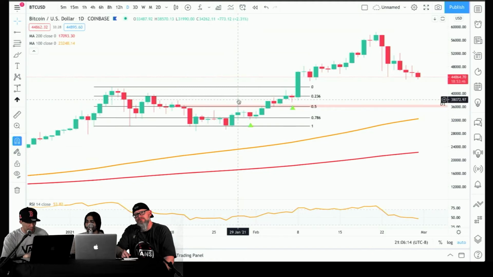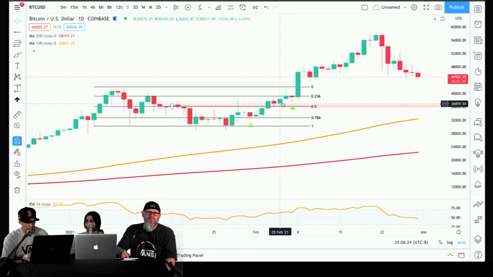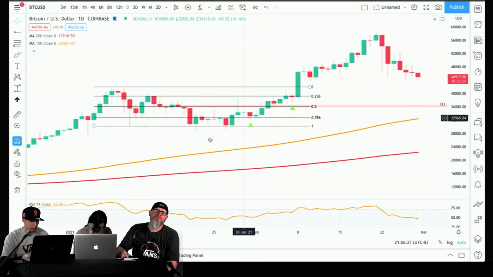Tried to break back above, got rejected. Now it found support on the 0.786, broke above it, flipped it into support, and then we were off to the races. It flipped the 0.5 into support.